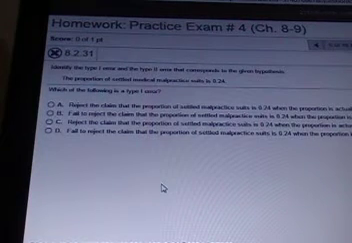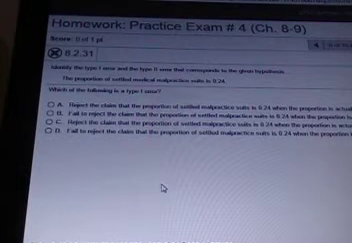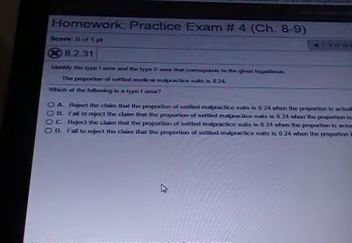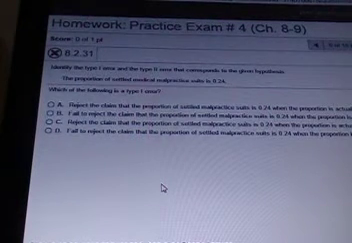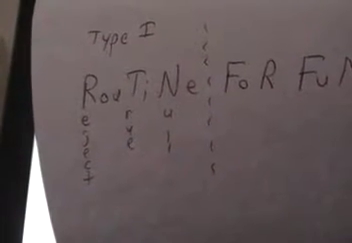Type 1 error comes from just the routine part. The three capital letters are R, T, and N. So that stands for reject a true null hypothesis. Type 1 error comes from just the word routine. If you reject a true null hypothesis, you're making a type 1 error.